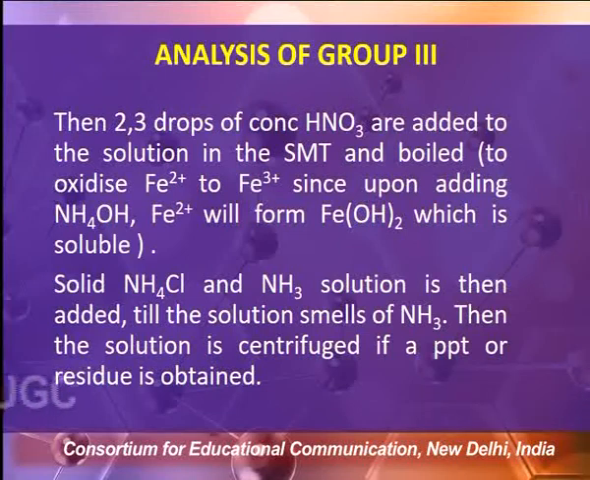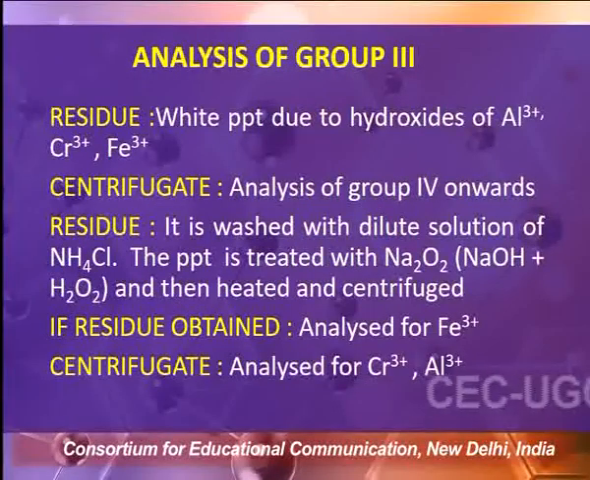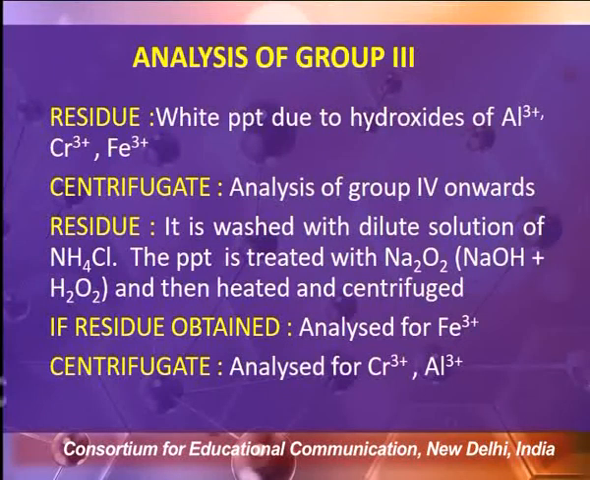Then this solution is centrifuged if a precipitate or a residue is obtained. If a residue is obtained, then it might be white due to the hydroxides of aluminium or chromium, and if the residue is slightly brownish in color, it might be due to the hydroxide of ferric ions. The centrifugate which is obtained over here, we analyze for group 4 cations onwards.